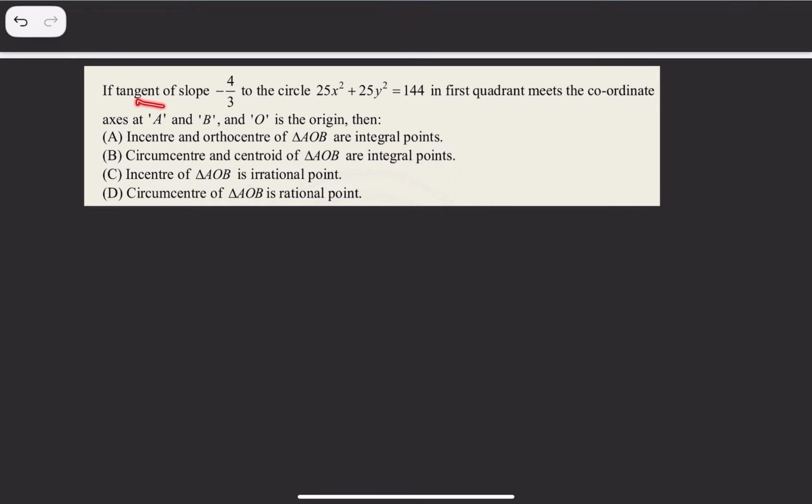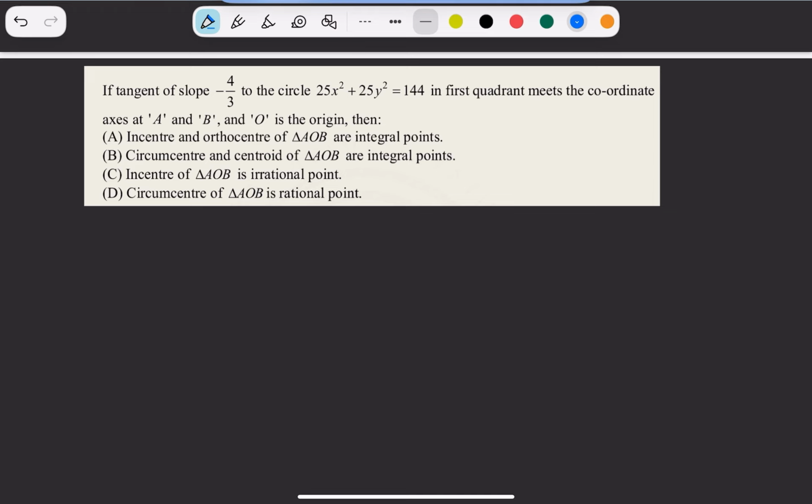We are given that the slope of the tangent is minus 4 by 3, and the tangent is drawn to this circle in the first quadrant, which meets the coordinate axes at points A and B, and O is the origin. Alright. So, let us first draw the structure which we have been given in the question. A circle, what do we have given?